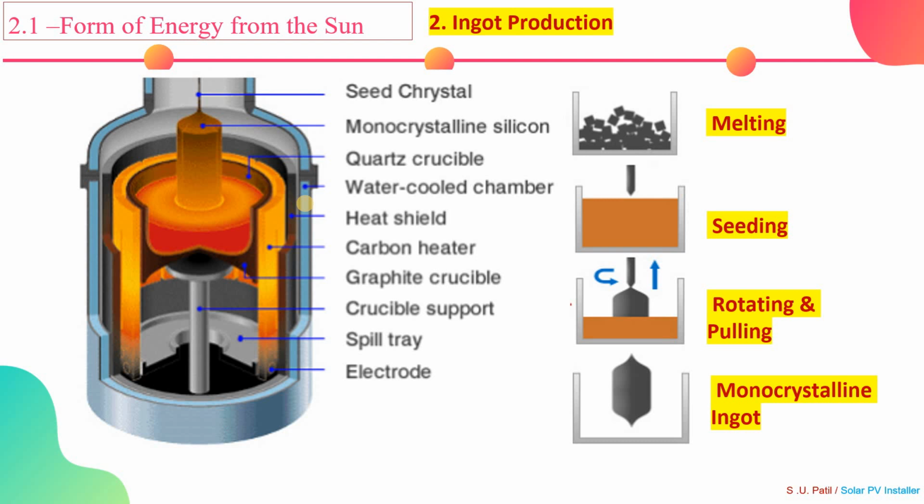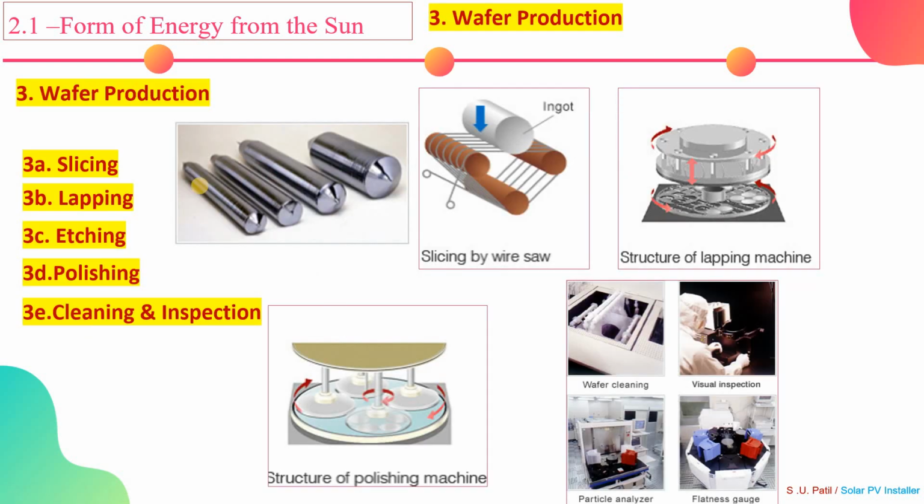To turn polysilicon into an ingot, polysilicon is placed into the quartz cylindrical container, which is heated until the polysilicon forms a liquid mass. Then, by touching a small crystalline seed to the surface of the liquid mass and slowly rotating and pulling it upward, a large cylindrical ingot of monocrystalline silicon forms, as we can see here. Now take a look at the third step, wafer production. In wafer production, there are a total of 5 sub-steps, which are slicing, lapping, etching, polishing, cleaning and inspection.